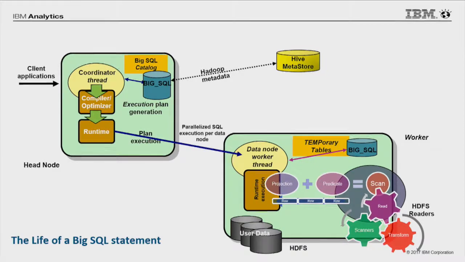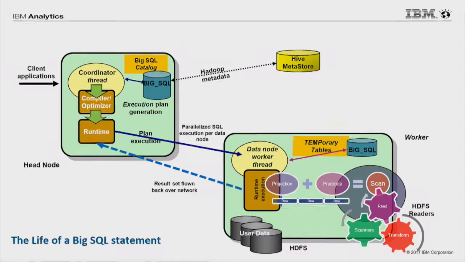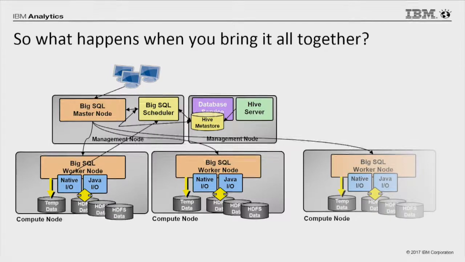into the runtime execution. There's additional processing that happens. We may have to apply additional predicates in that case, and then the result set is flown back to the coordinating entity. And this brings it all together, right?